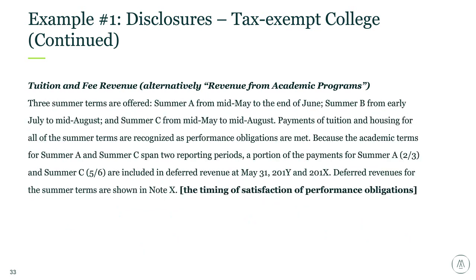Another example of the timing of the satisfaction of the performance obligation explains when exactly the summer tuition is recognized, noting it is recognized as the performance obligations are met. It also explains that Summer A and Summer C span 2 reporting periods, and therefore a portion of the payments for A and C are included in deferred revenue as of year end.